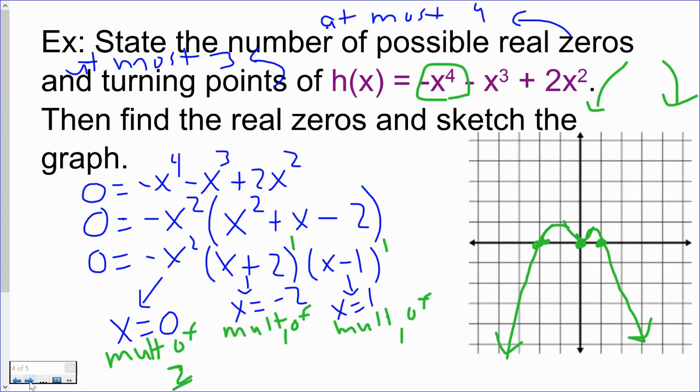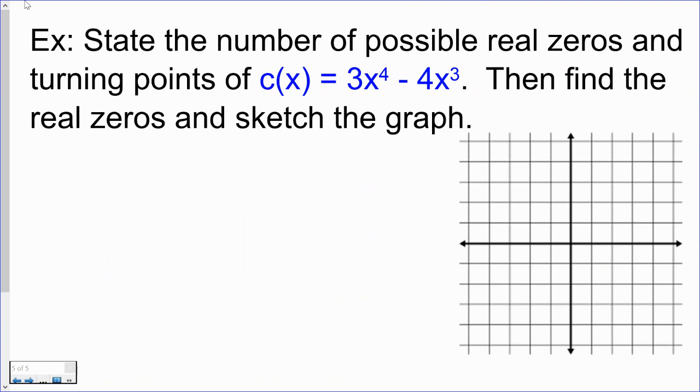So get another one. State the number of possible real zeros. So same thing on here. There are at most, in this case, degree is 4. There's at most 4 real zeros. 4 minus 1 is 3. There are at most 3 turning points. And again, turning points, we're talking about maxes and mins. So it says, then find the real zeros and sketch.